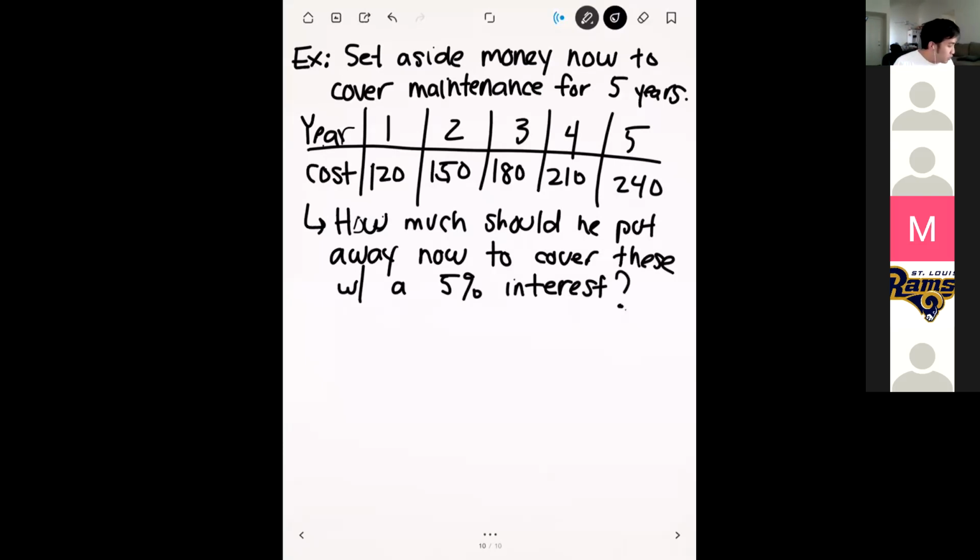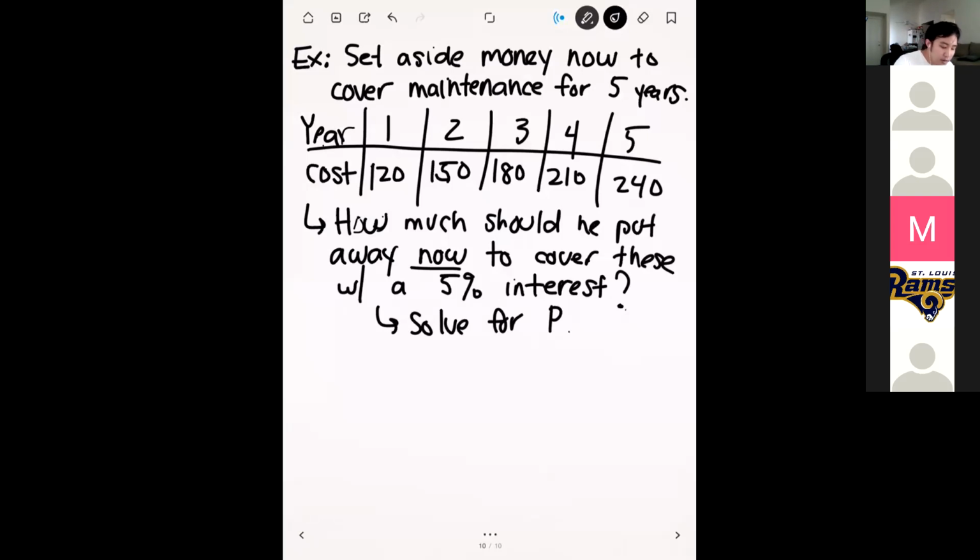Okay. And so let's break this problem down. The question is asking for how much he should put away now. And so whenever you see the words now or present day, that means we're solving for P, right? And so we need to take this information and solve for P.